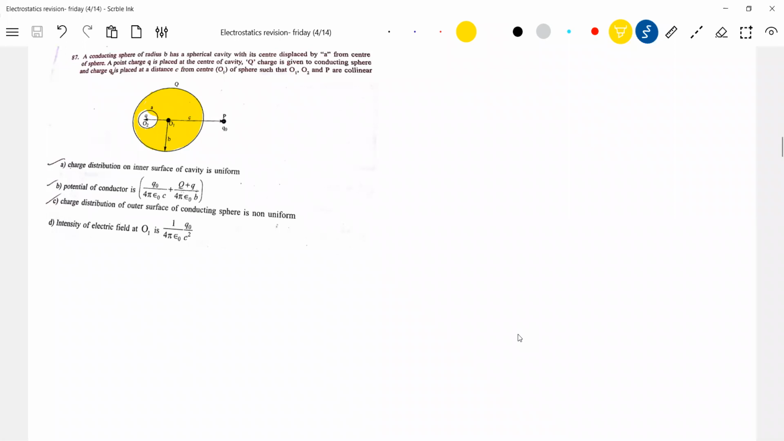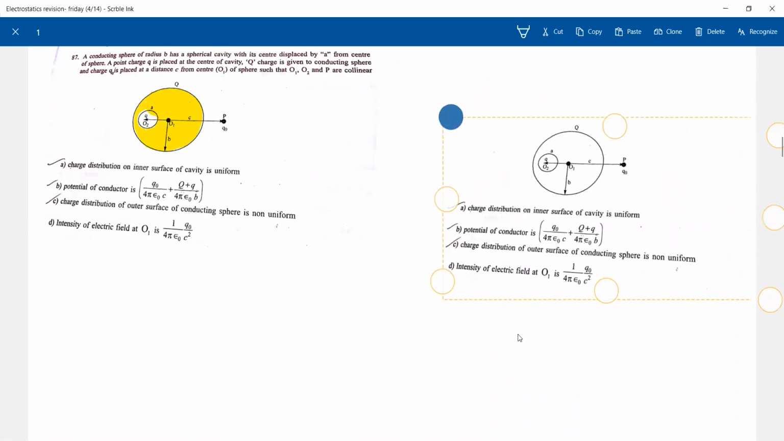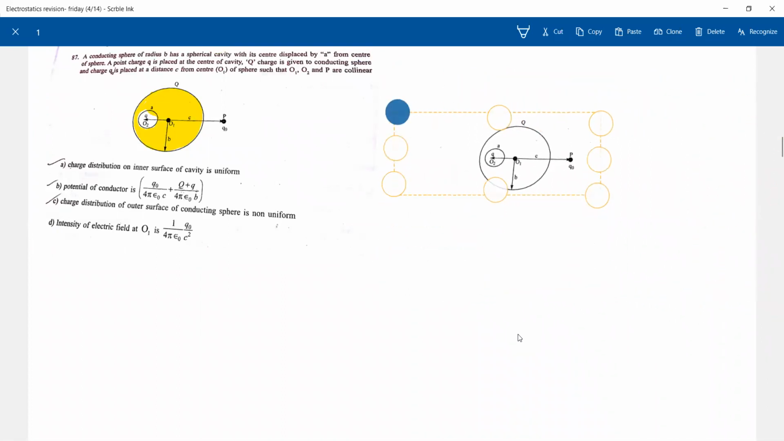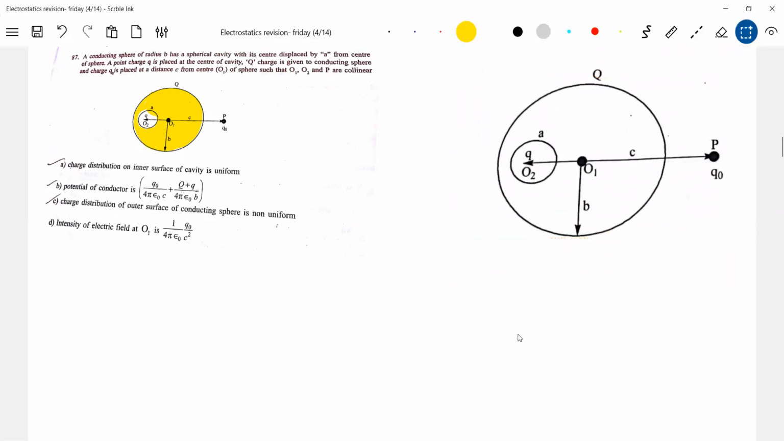Charge Q is given to the conducting sphere. A charge Q naught is placed at a distance C from center O1, or collinear. Charge distribution on the surface of the cavity is uniform because Q is placed at the center of the cavity, so it must be uniform. I think we'll have a diagram. So this is the charge, placed at the center of the cavity. So what is the charge distribution here? It will be uniform.